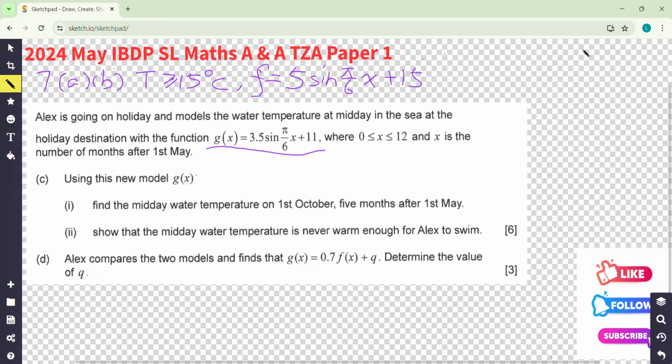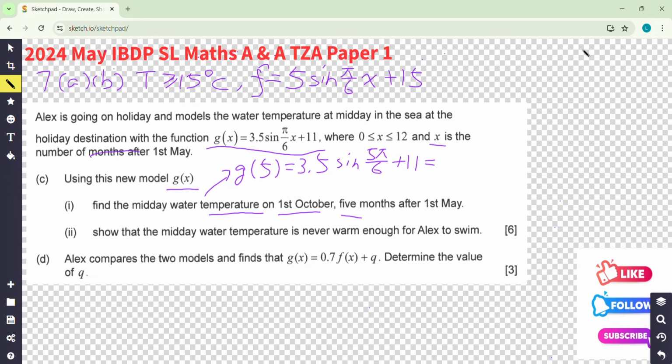Okay, but look at the G model first. Okay, then find the temperature. G, okay. First October, 5 months. And what is month? Okay, X is the month, right? So we substitute x equal 5, so you actually just get a 5. Okay, G5 equals 3.5 sine 5 pi over 6 plus 11. What is sine 5 pi over 6? Yeah, just sine pi over 6, okay?